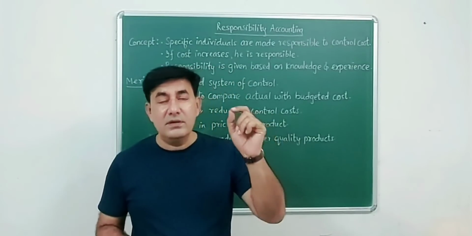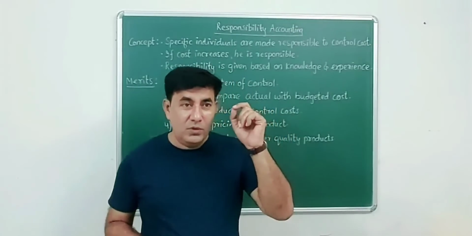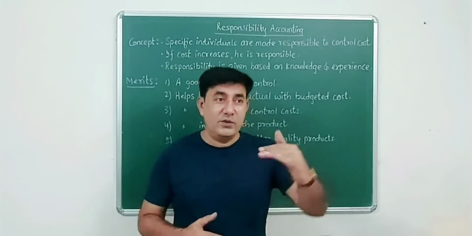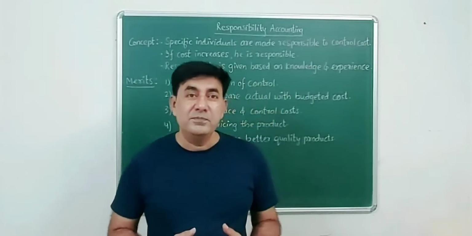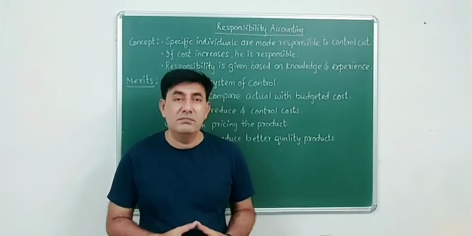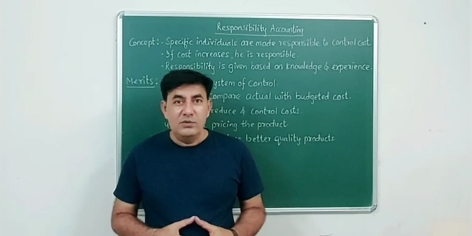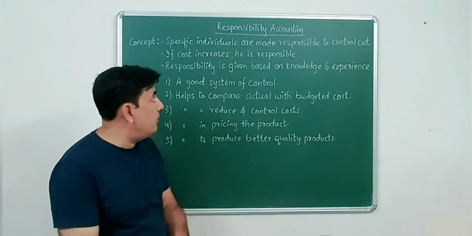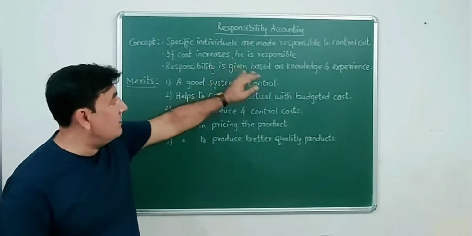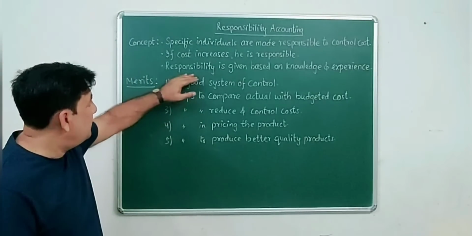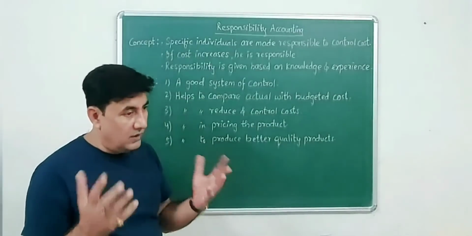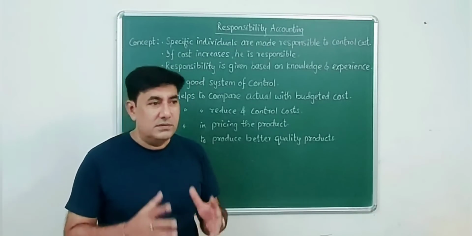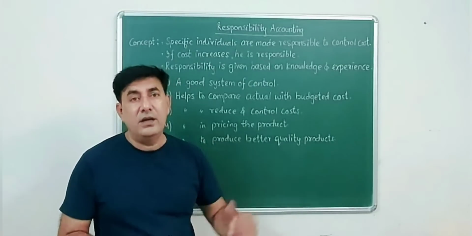Now the responsible accountant will be given a job to keep that cost below 10,000, not above that. And if the cost crosses 10,000 rupees, he will be asked questions. Why? What are the reasons why the cost is increasing? So friends, this is all about that. I have written a few lines about this. Specific individuals are made responsible to control the cost. If cost increases, he will be responsible. He will be asked questions. Responsibility is given based on knowledge, experience or expertise of the people, because a newcomer, a new employee, cannot do this work. So a responsible person should be appointed for this task.